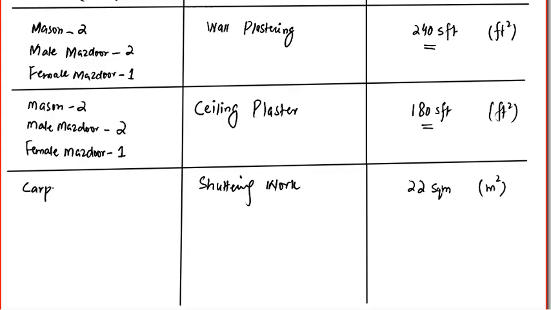for shuttering obviously we need carpenters. You may need 4 carpenters, and with them you need 4 men. You need 1 foreman and helpers. You may need 4 helpers to do 22 square meter of shuttering work.